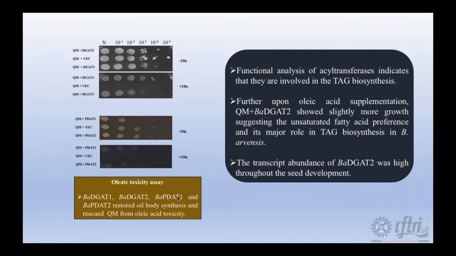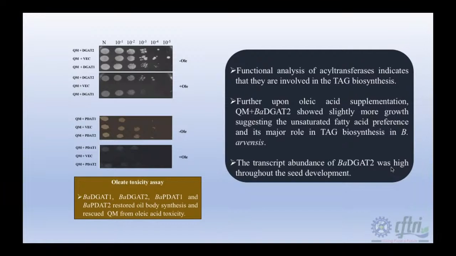And we came to a conclusion that the acyl transferases are involved and are a requirement for enriching TAG. By further supplementation of oleic acid to QM BA-DGAT2, there was more growth, suggesting the presence of unsaturated fatty acid and its major role in TAG biosynthesis in B. rapa. And also the transcript abundance of BA-DGAT2 was high throughout seed development when compared to DGAT1 and PDATs, which tells us it helps in accumulating SDA in TAG.